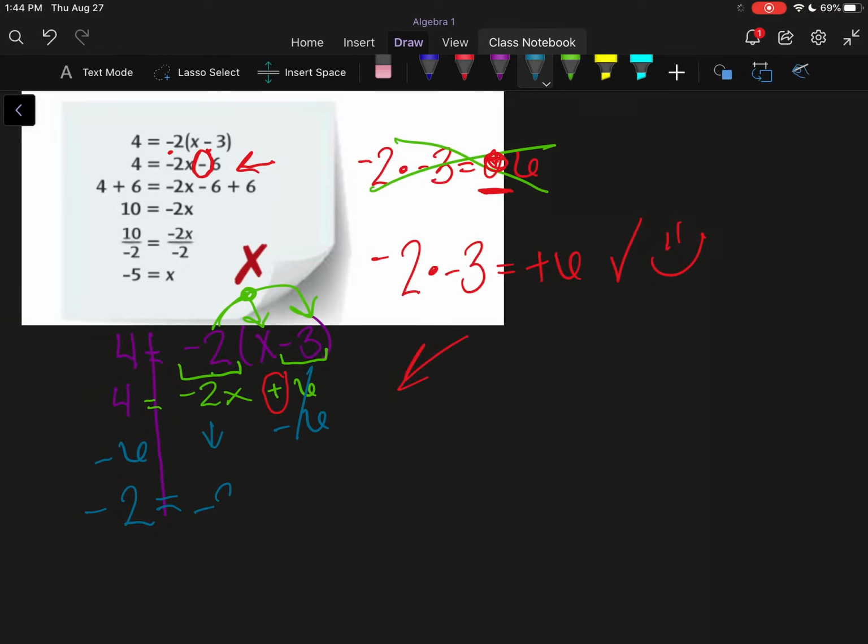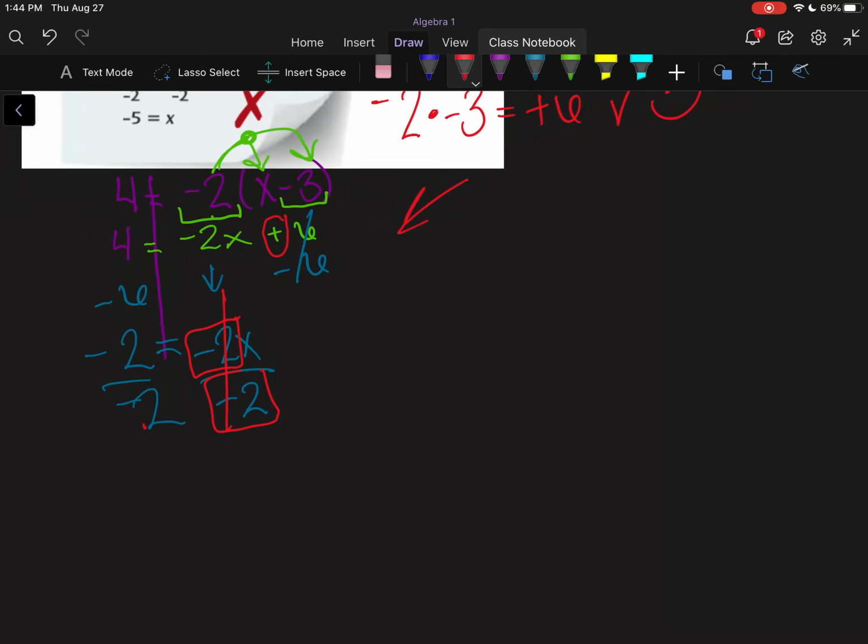Bring down my negative 2x. Divide both sides by negative 2, because that is the number in front of the x. Negative 2 divided by negative 2, and negative divided by negative is a positive 1. You don't need to be strong at mental math to do these types of solving equations. Use your calculator. Whip it out. What's negative 2 divided by negative 2? Double check it. Positive 1. Always use that calculator to double check.